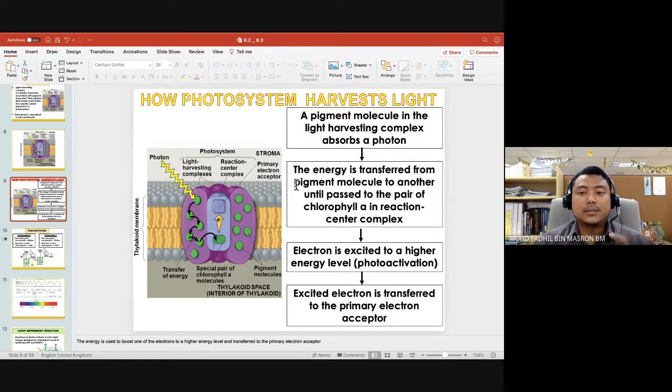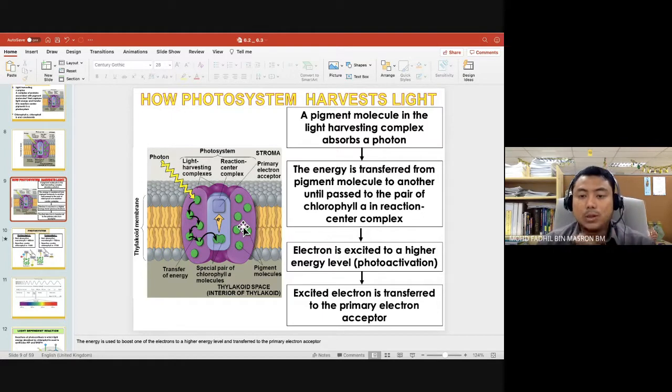The energy is transferred from one pigment molecule to another until it passes to the pair of chlorophyll A in the reaction center complex. So here what I want to tell you is don't get confused. Apa yang dia pass here, you can see this black arrow being passed from one to another until the black arrow points to this pair of chlorophyll A inside the reaction center. Okay, so apa yang dipass adalah energy, not the photon, not electron. Bukan. Electron nanti kita cerita. So here is the energy that is being passed from one pigment onto another pigment.